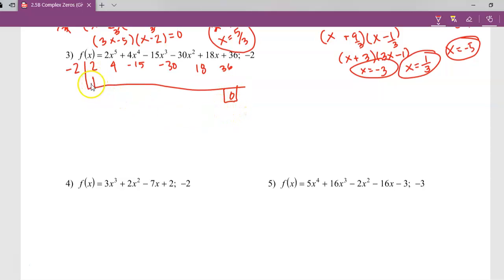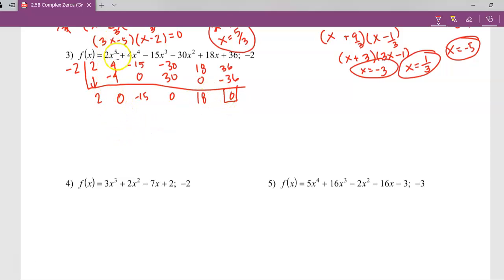Drop the 2. -2 and 2 is -4, gives me 0. -2 and 0 is 0, which gives me -15. -2 and -15 is 30, so it gives me 0. -2 times 0 is 0, which gives me 18, and then -2 and 18 is -36. Okay, so that did give me 0. So we got to be careful here because there's some zeros here.